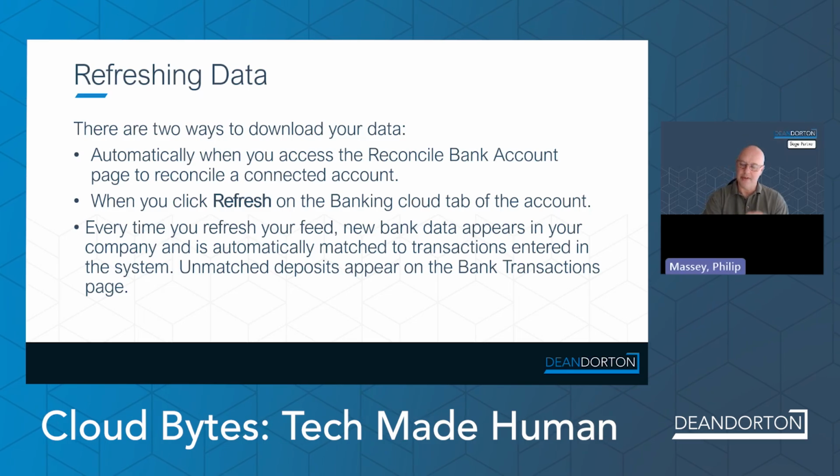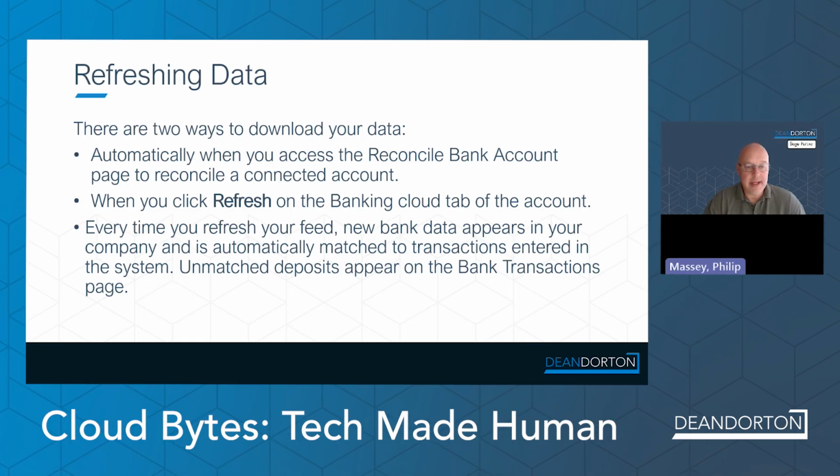I'm going to start using that word too. Ungrabbed transactions, and it's going to pull them down into the system. There are two ways to get the data automatically when you access the reconcile bank account page to reconcile a connected account. When you click refresh.